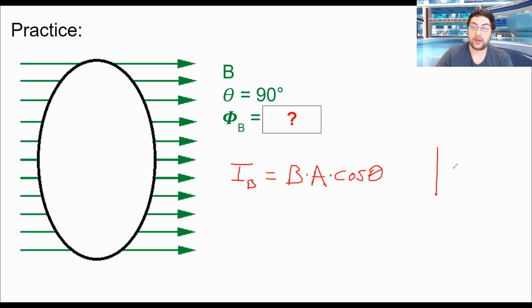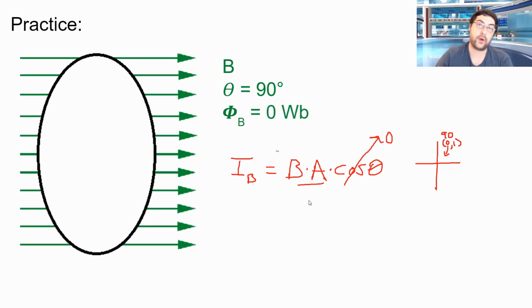Okay, so if we have an angle of 90 degrees, then the x and y coordinates would be 0 and 1. And remember, cosine goes with x. So that means the cosine of 90 is going to be 0. And anything times 0 is 0. Therefore, the magnetic flux in this situation needs to be 0 Webers. So hopefully that makes sense to you.